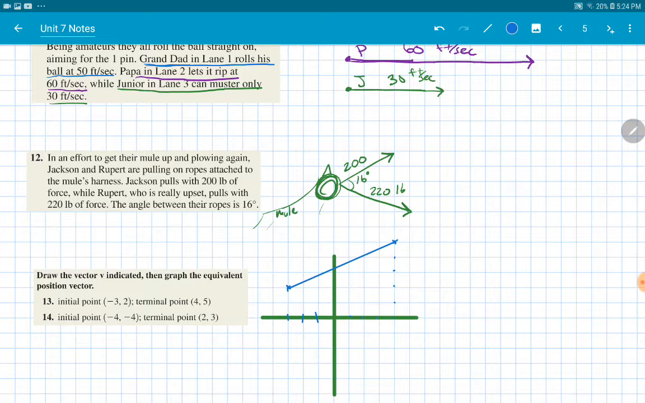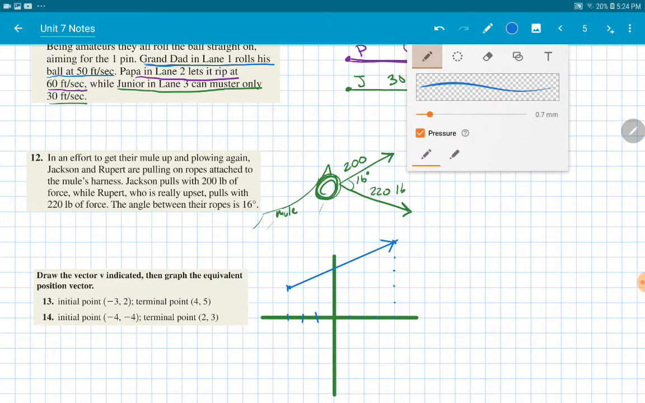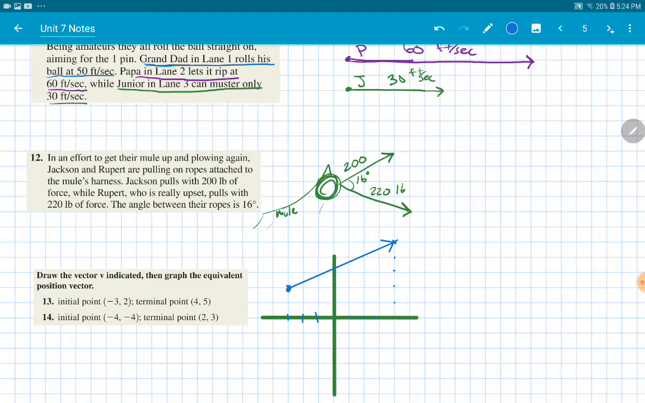And the terminal point shows the direction. It starts at the initial point, so there's a point there, and the arrow at the terminal point shows the direction. So it's kind of like a ray. And this graph says this. Oh, actually I did number 13, didn't I? Okay, so there's 13. There's my initial point at -3, 2, and my final point at 4, 5.